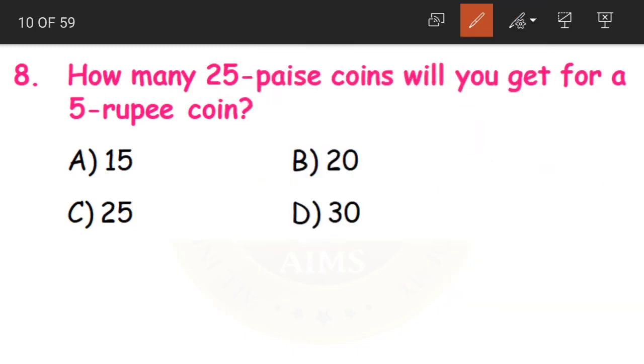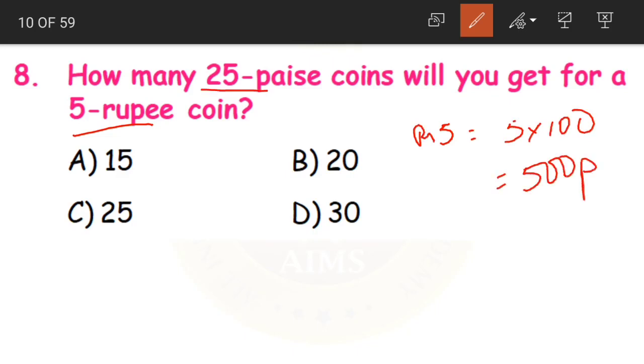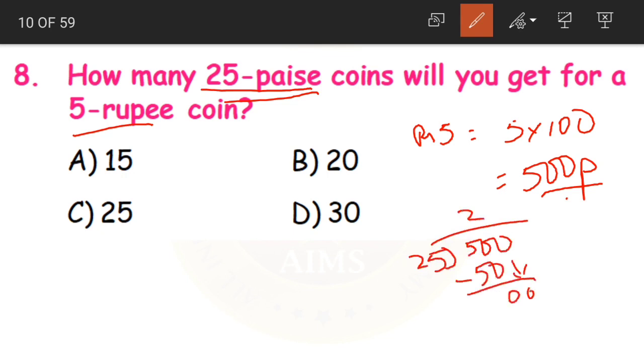Or another way to solve this question is, first convert this 5 rupees into paise. 5 into 100 is equal to 500 paise. Now if we divide the 500 paise by 25 paise, we have 25 twos are 50. When we subtract, 0 is our remainder. 0 brought down. 25 zeros are 0 and 0 is our remainder. Yes, children. So 20 here is our answer. That means for a 5 rupee coin we will get 20 25 paise coins.